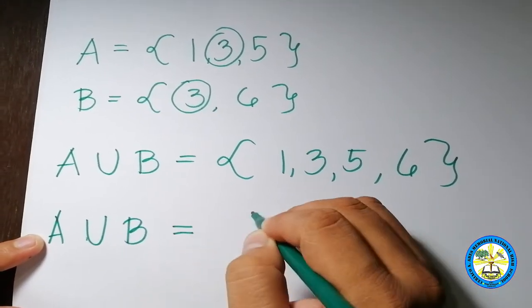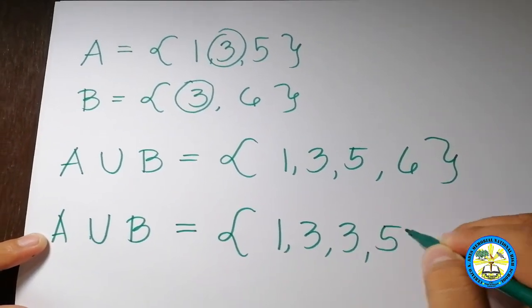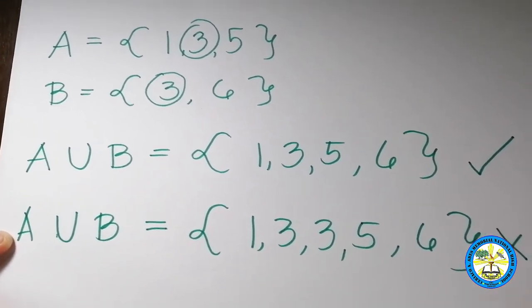On the other hand, A union B equal to 1, 3, 3, 5, and 6 is incorrect, since the common element should be written once.